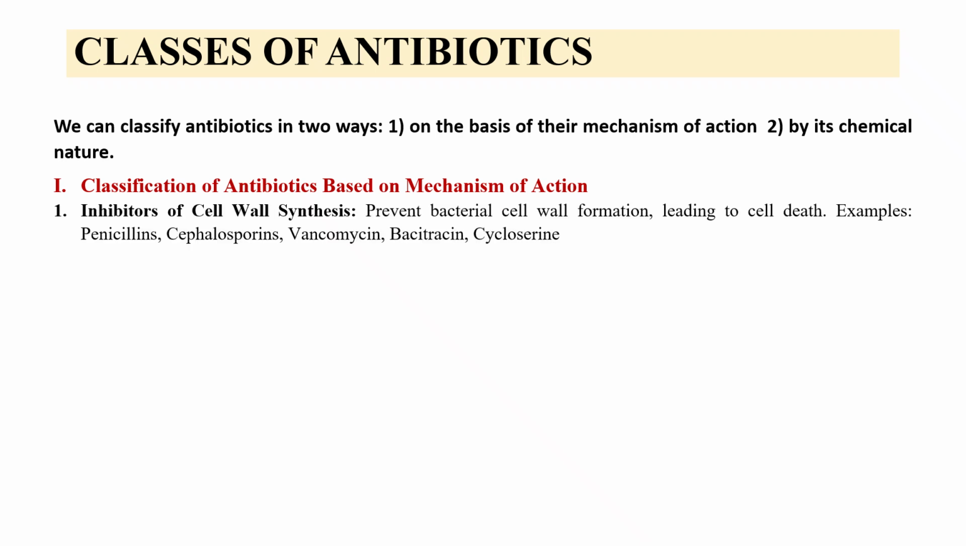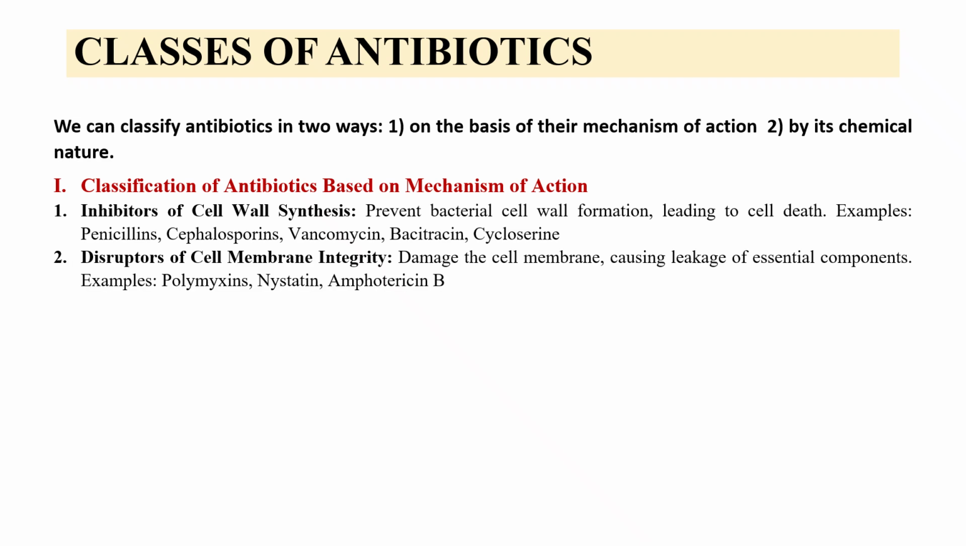First group of antibiotics is the cell wall synthesis inhibitors. They prevent bacterial cell wall formation leading to cell death. Examples are penicillin, cephalosporin, vancomycin, bacitracin and cycloserine. These antibiotics will block either the enzyme involved in cell wall synthesis or they modify the target of the enzyme which is involved in cell wall synthesis. So, some way or the other, they will block the cell wall synthesis. And as you all know, the cell wall is very important. If it is not synthesized properly, obviously the cell would die.